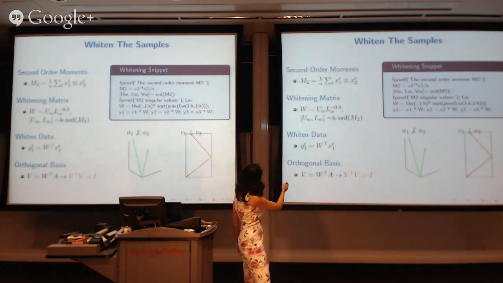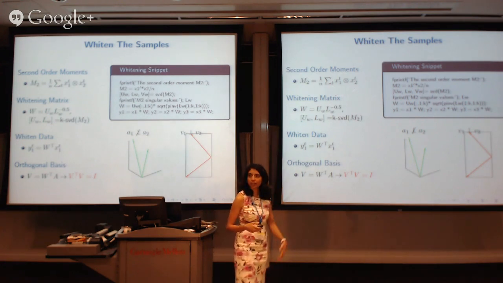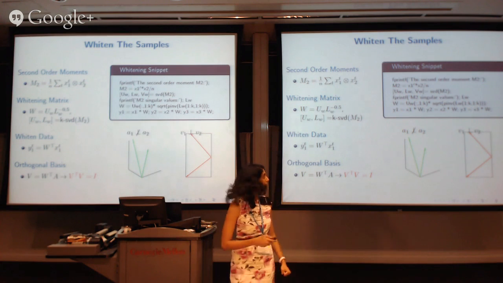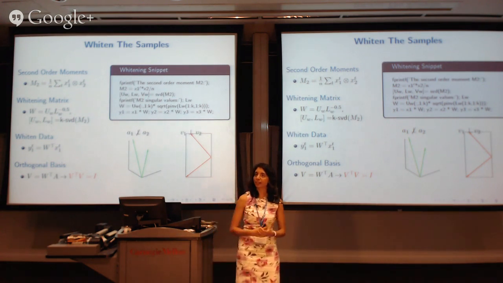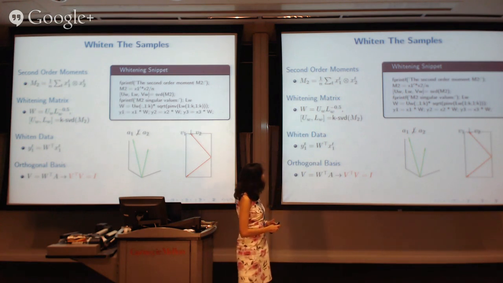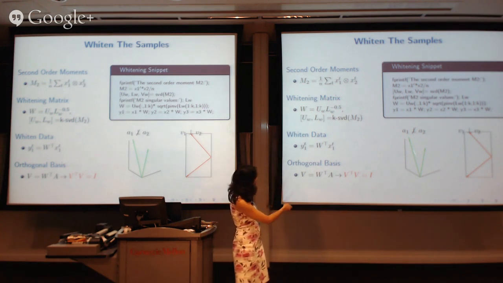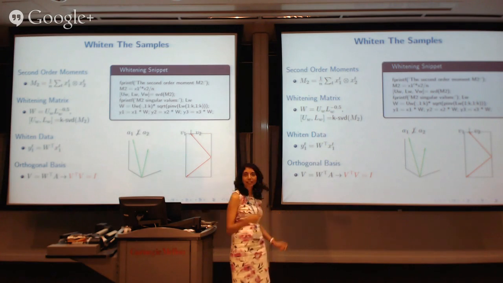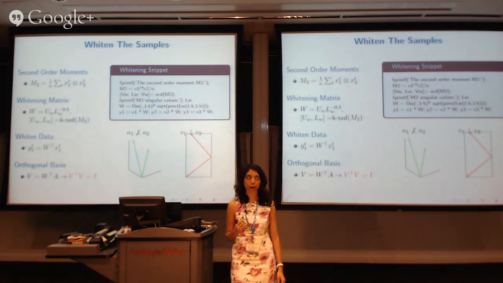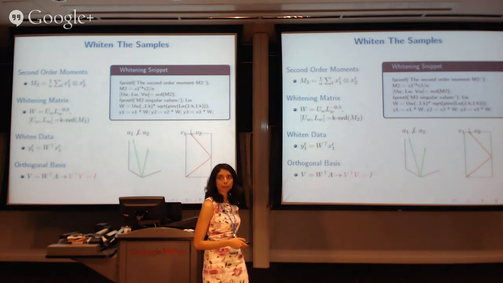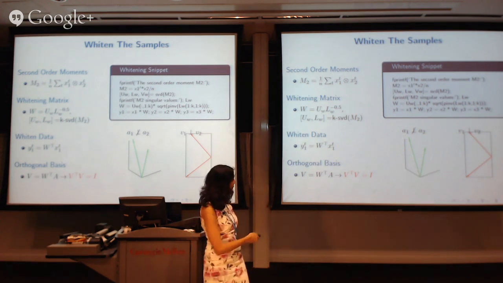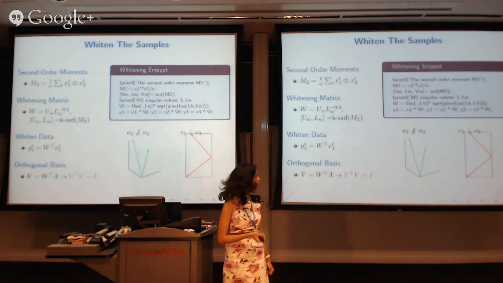I'm going to take the second order moment here. I'm going to compute the empirical moment because that's what I do with samples. And then once I have this, I should find the whitening matrix. So the idea was that in the simple case, I just had two components. I had only two topics, and the probability vectors under those two topics were not orthogonal. But what the whitening does is it converts it to an orthogonal system.